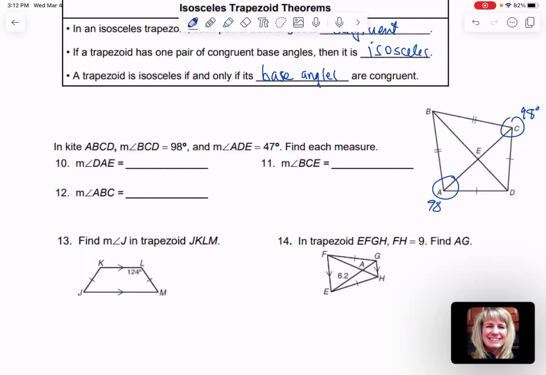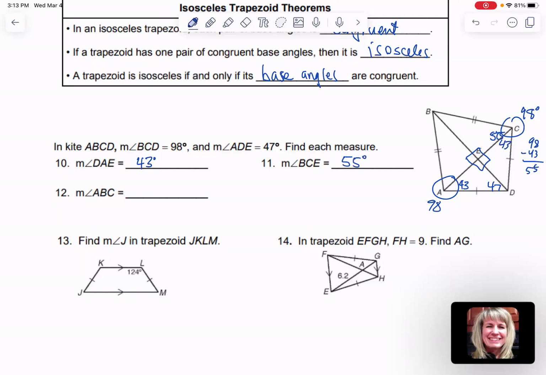Angle ADE is 47. Again, we know that these all form right angles right here, and it wants me to find the measure of angle DAE. So if I do 180 minus 47 minus 90, I get that this is 43 right here. So that angle is 43, which means this angle here will be 43. BCE is this angle right here. If that angle is 98, then 98 minus 43 gives me 55. So BCE is 55 degrees.